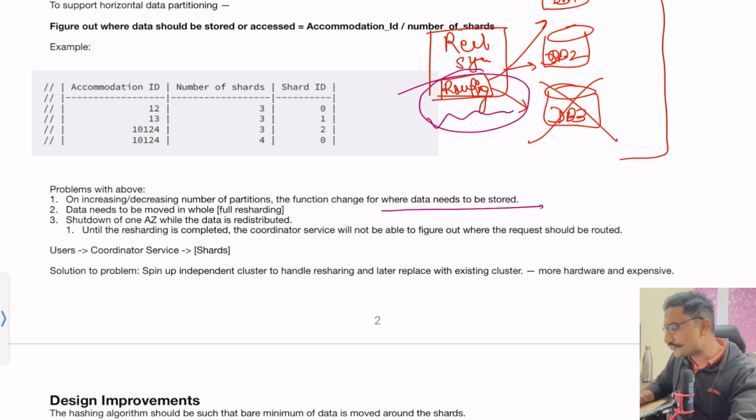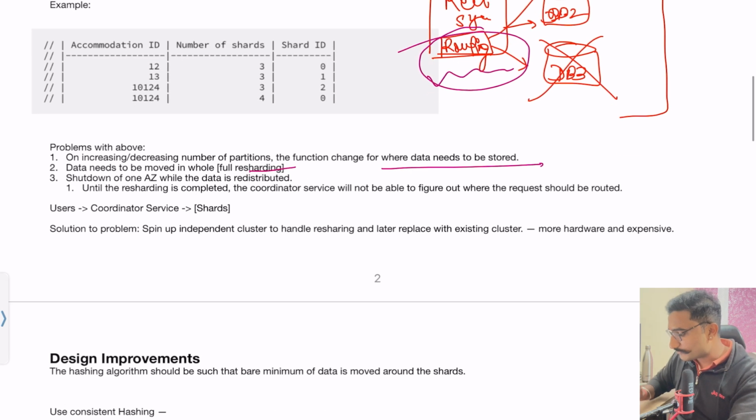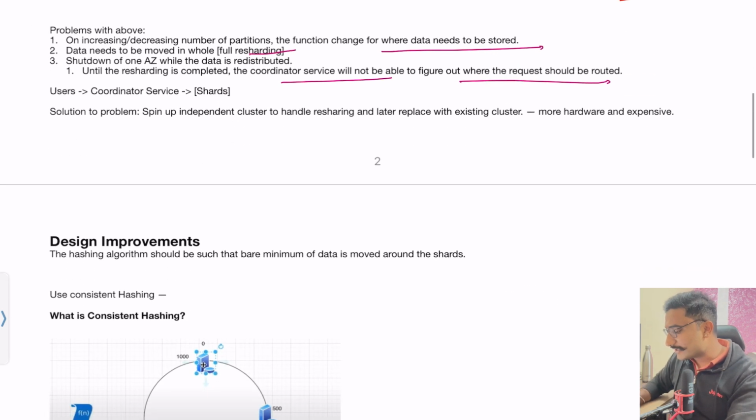This we understood with the help of an example, because this modulo function is changing. Data needs to be moved in whole. So what you have to do is the data has to be moved because this hashing function has changed. Shutdown of one AZ while the data is redistributed. Until a resharding is completed, the coordinator service will not be able to figure out where the request should be routed. This coordinator service is basically your routing component, which figures out where the data has to be routed.